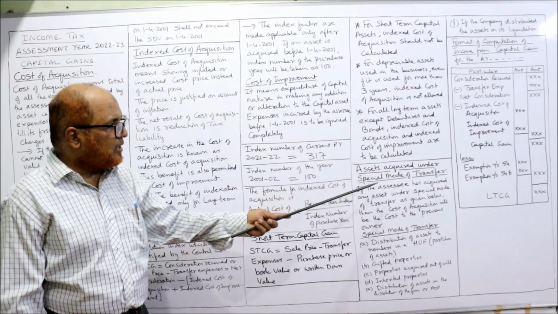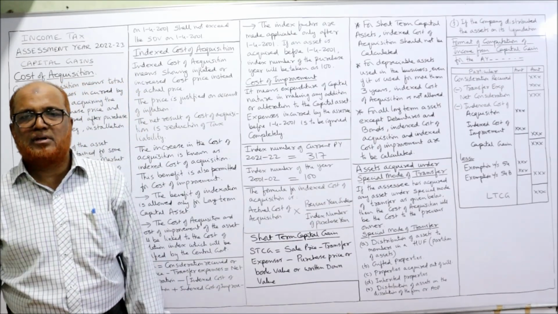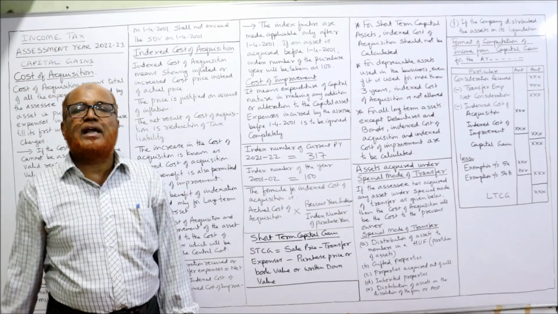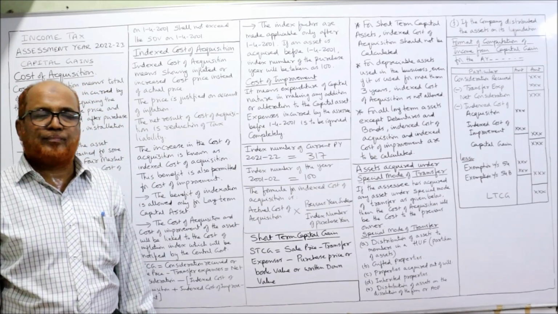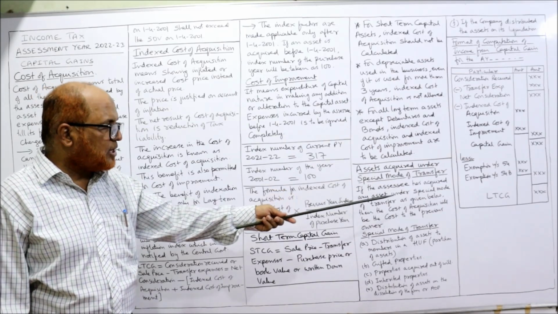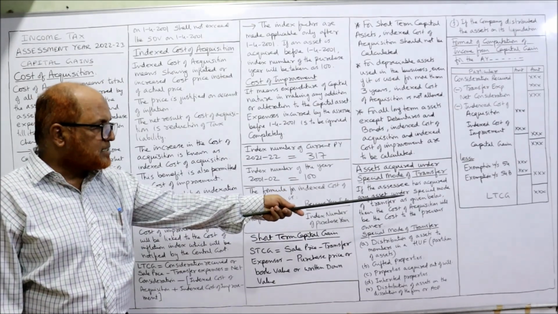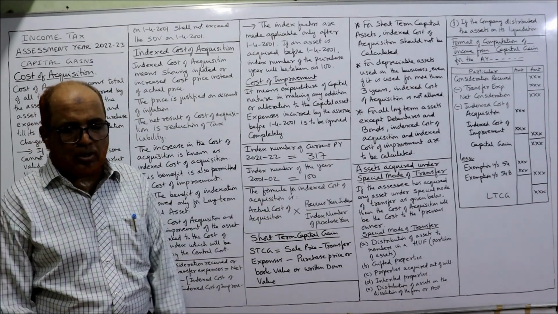Now, assets acquired under special mode of transfer. This is also important for your theory purpose. Sometimes an assessee will get the asset by a special mode of transfer. For example, if the assessee has acquired any asset under special mode of transfer as given below, then the cost of acquisition will be the cost to the previous owner.